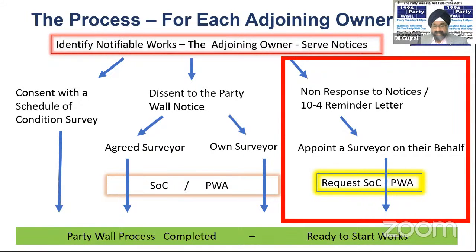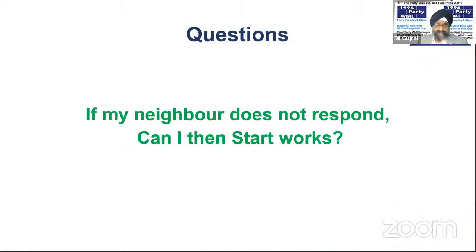This act is supposed to be on the side of the building owner. They call it an enabling act. Although the number of hoops you have to jump through, I get quite upset about it. But listen, I'm only here to deliver the message. Don't shoot the messenger, as they say. So unfortunately, it seems to be my job to deliver the bad news. So that's the answer to the question, if my neighbor doesn't respond, can I start works?